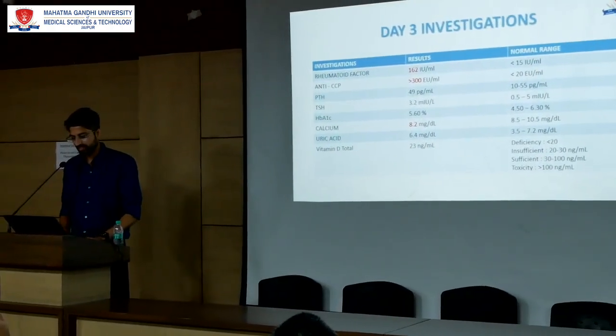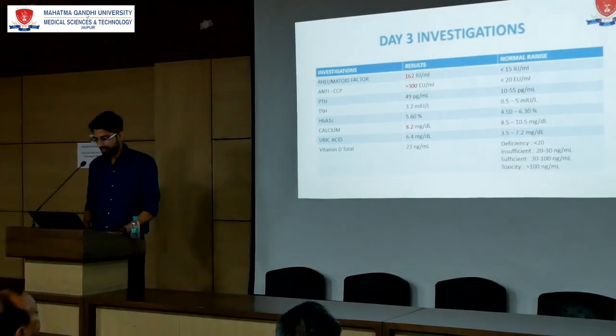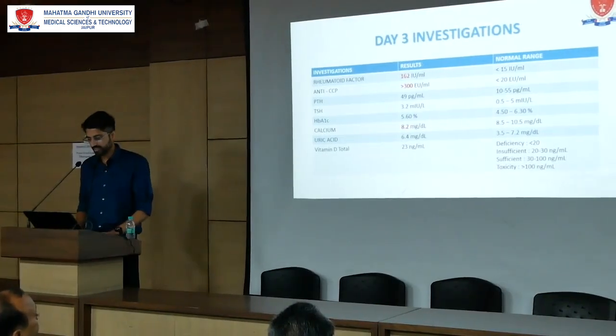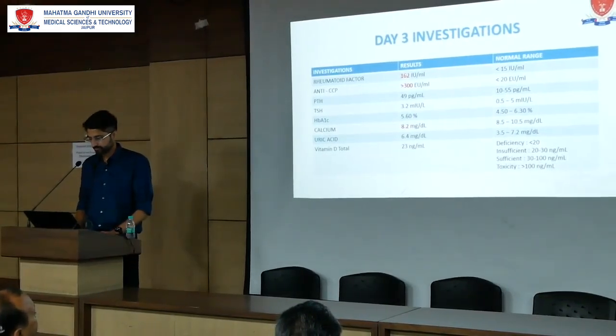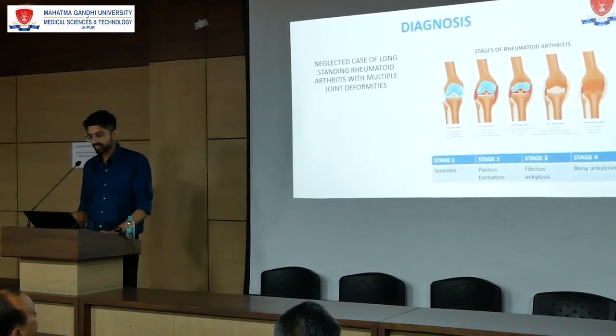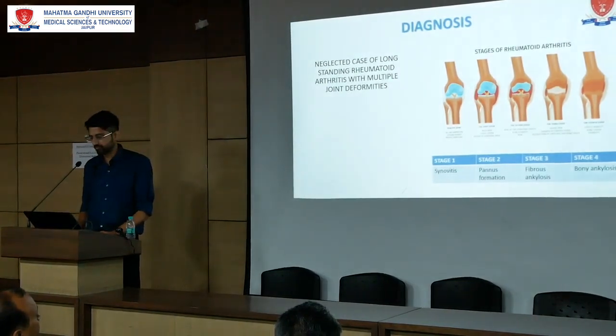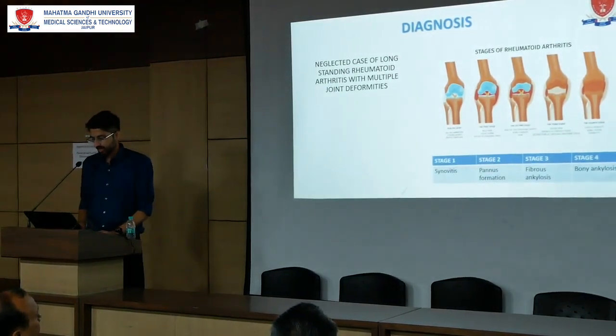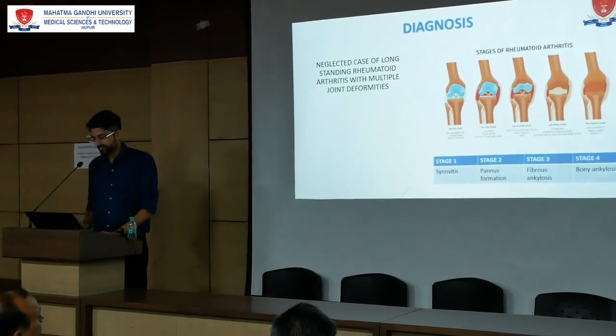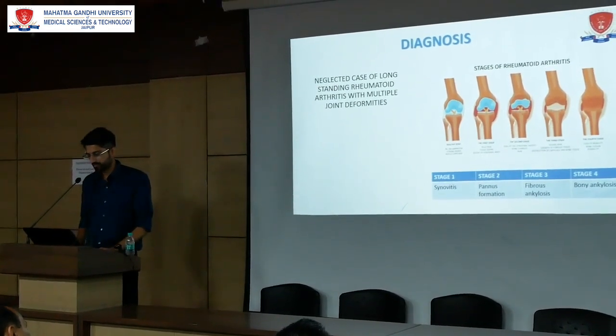Anti-CCP was more than 300 and she had low calcium, 8.2. Vitamin D was also insufficient. So ultimately we have a diagnosis of a neglected case of long-standing rheumatoid arthritis with multiple joint deformities. Mostly this patient might be in stage 3, that is the stage of fibrous ankylosis.